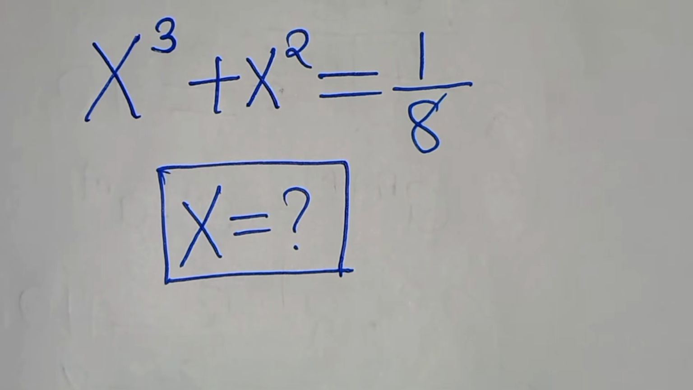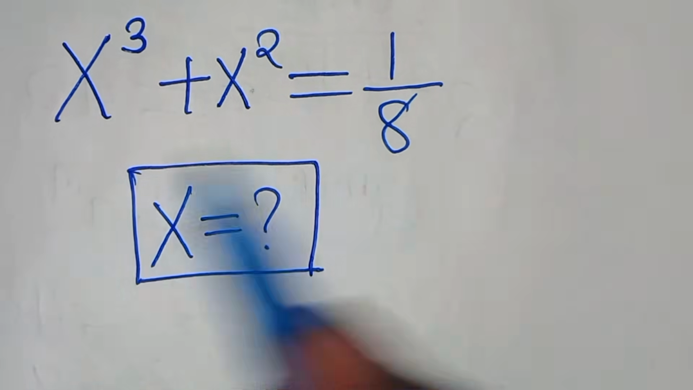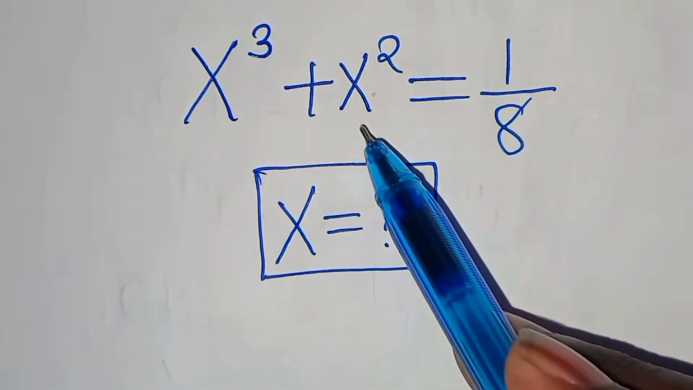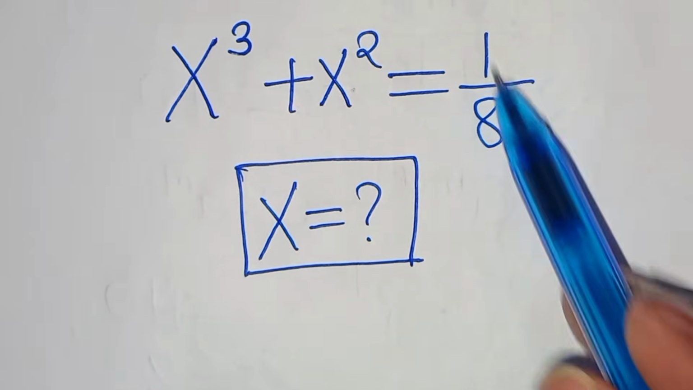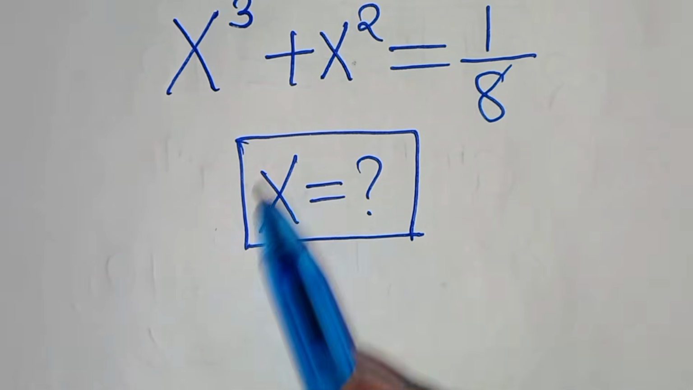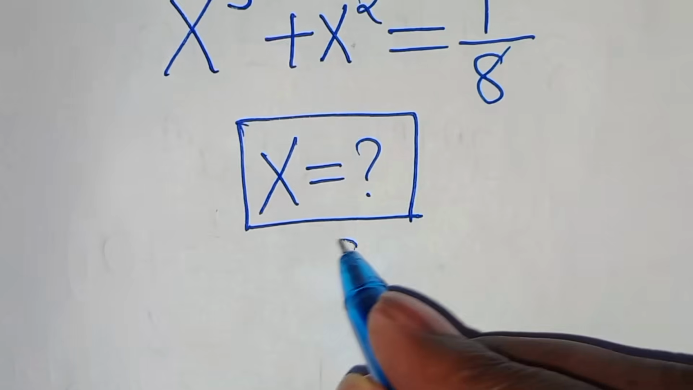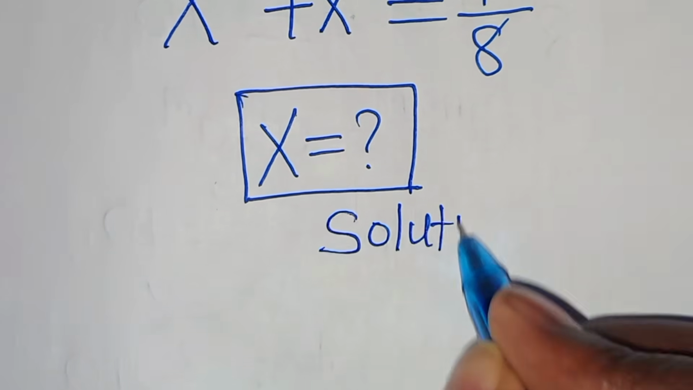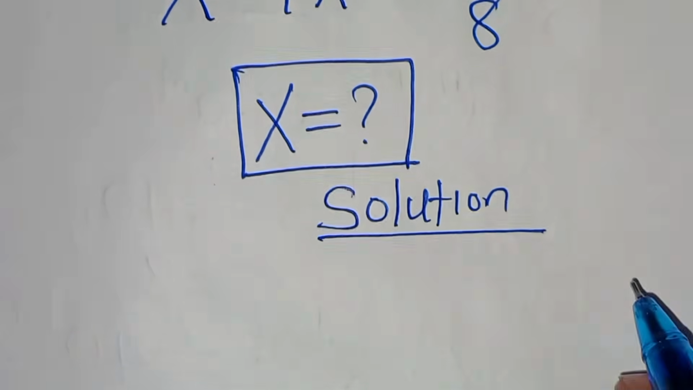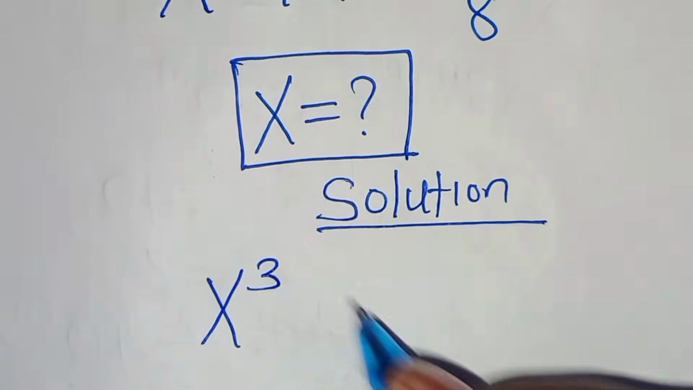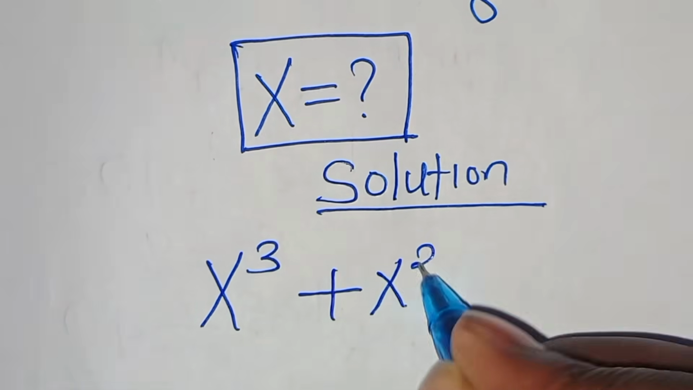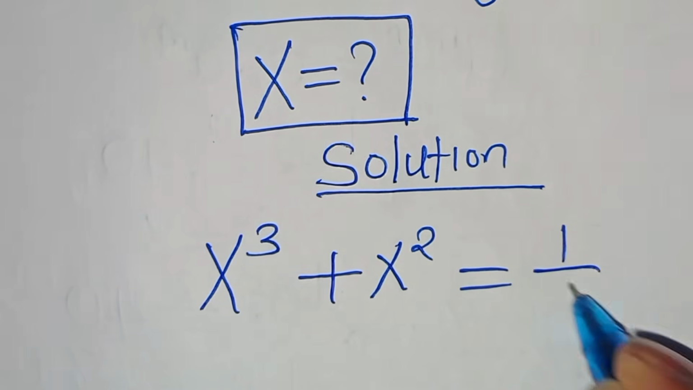Hello everyone, you're welcome to solve this nice algebra problem: x to the power of 3 plus x squared is equal to 1 over 8. Now what is the value of x? Let's provide a solution from here. So this is x to the power of 3 plus x to the power of 2, which is equal to 1 over 8.